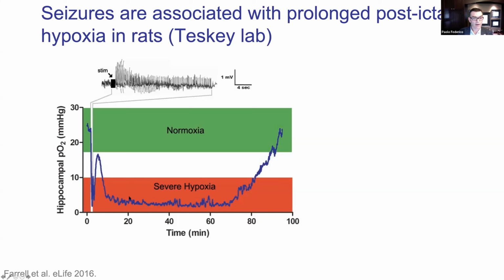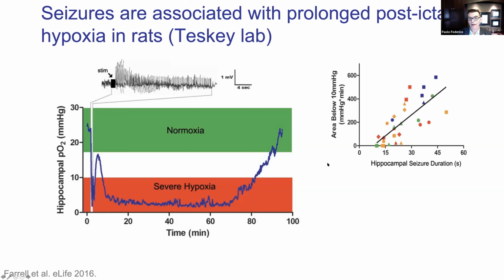So this is severely hypoxic for up to 60 minutes before returning back up to baseline. So essentially the hippocampus is stroking out, if you will, for an entire hour. And Dr. Teskey was able to show that the duration and extent of the severe hypoxia is directly proportional to seizure duration. It's also repeatable in the same animal for different seizures as well as different animals. So it's a very reproducible phenomenon.